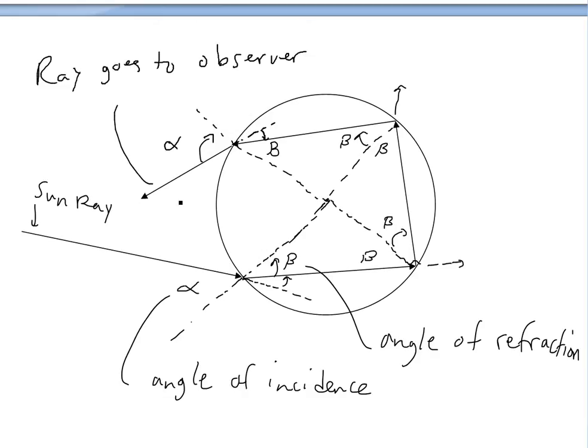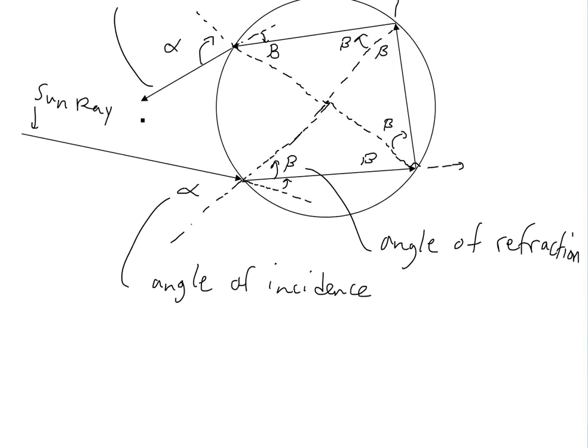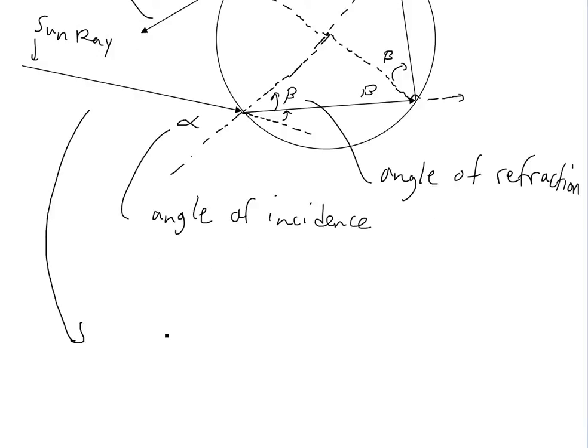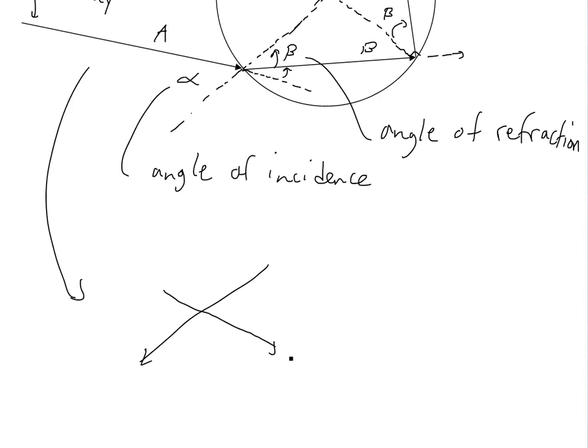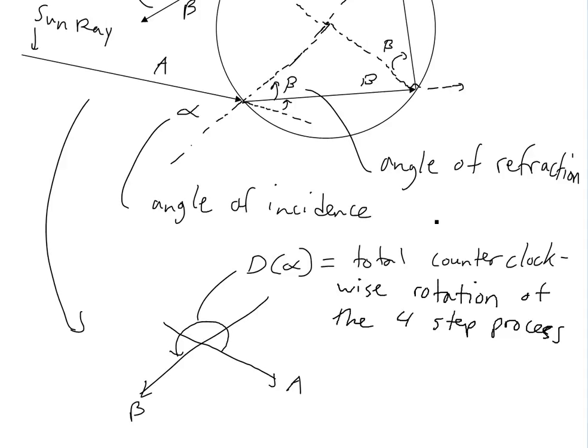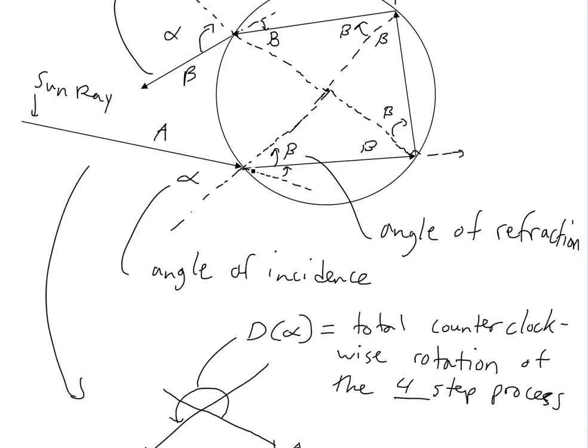And now if we were to sum up this entire rotation, I'll just draw it over here. If you just combine the two, this is the sun ray, and this is the ray to the observer. We'll call this one ray A, this is ray B. Let's say the total counterclockwise rotation is this one, we'll call this D of alpha. This is the total counterclockwise rotation of the 4-step process, call this 4 because as you can see here, it rotates 4 times. There's 1, 2, 3, and then 4.